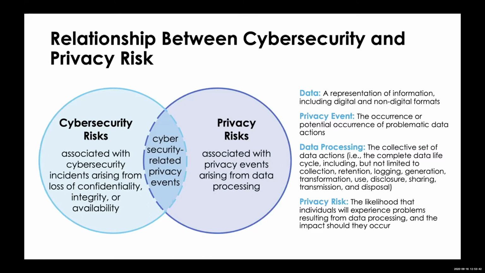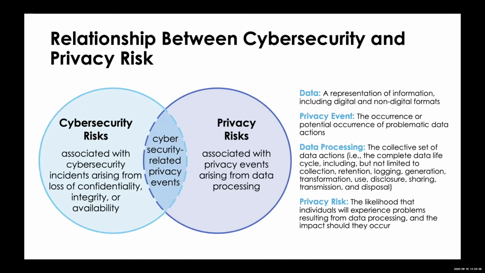So you'll see that we have key terms defined here on the right, which was an important part of establishing this common privacy risk vocabulary. The common vocabulary already exists in cybersecurity, but less so in privacy. So we use likelihood and impact language to mirror cybersecurity, but here in privacy, we focus on the problems that individuals could experience instead of threats and vulnerabilities.